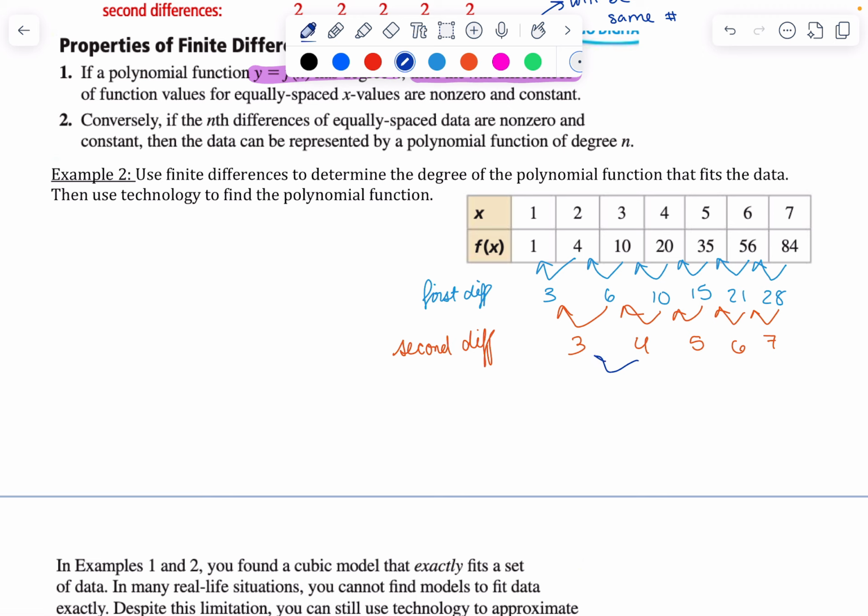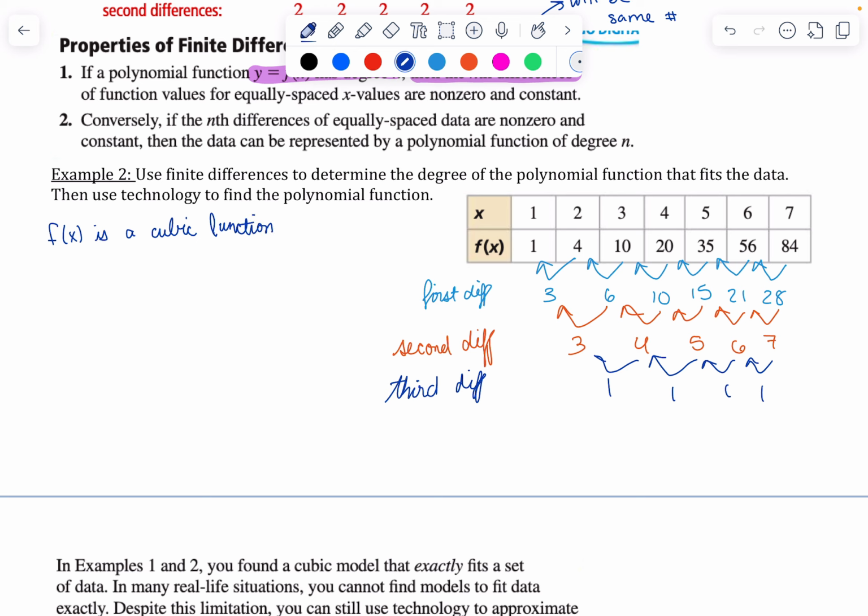4 minus 3, 1. 5 minus 4, 1. 1, 1. Okay, because after doing this 3 times, we get the same number. What type of function is this? f of x has to be a cubic function, a degree 3 function. Okay, so f of x is a cubic function.